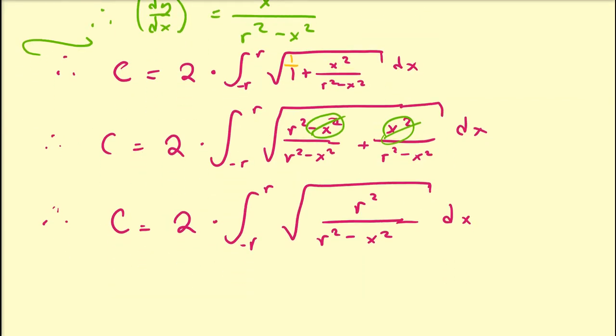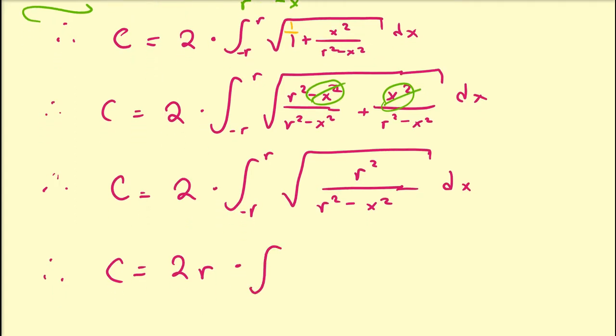Now the square root of r squared is going to just be r. R cannot be negative, so we're just going to take the principal square root of that. And then we're going to factor that out of the square root. So we're going to have c is equal to 2r times the integral from minus r to r of 1 divided by the square root of r squared minus x squared dx.